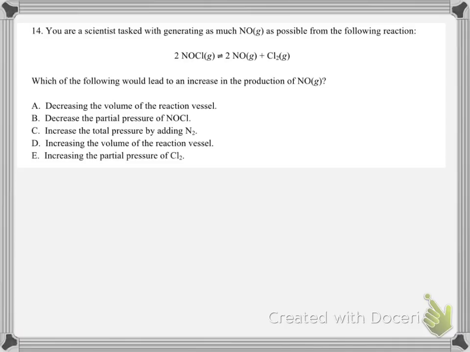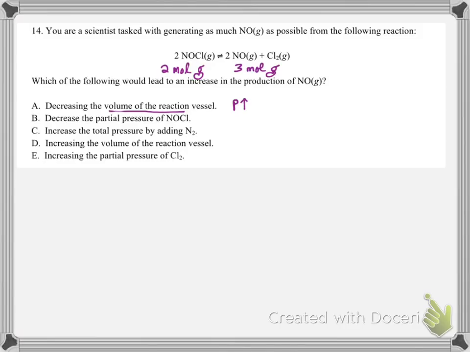To consider this, we need to consider that there are 2 moles of gas in the reactants and 3 moles of gas in the products. So if we decrease the volume of the reaction vessel, what happens to pressure? Well, that means that pressure in general would go up. Le Chatelier's principle says that the reaction will shift toward the side of the reaction that corresponds to less pressure to help alleviate that.